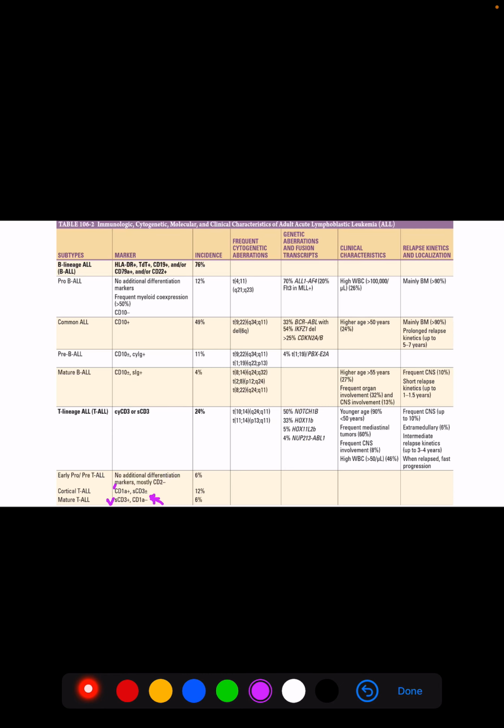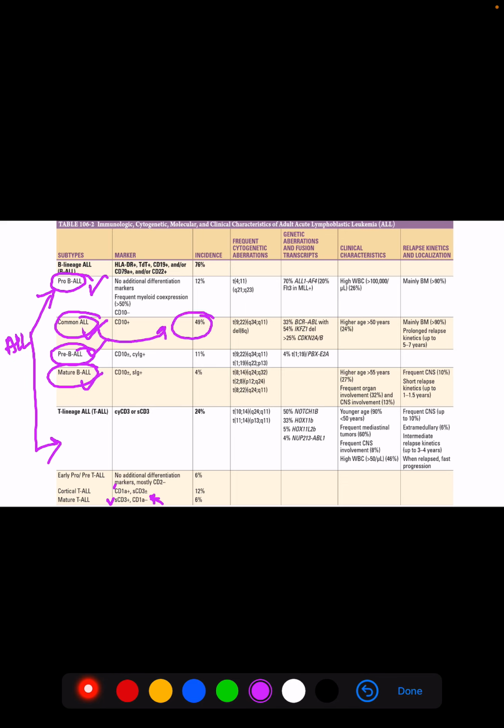So in B lineage ALL, whenever there is ALL, first we should know whether it is B lineage or T lineage. In B lineage we have pro-B ALL, common ALL, pre-B ALL, and mature B ALL. So 49% is common ALL. This is CD10 positive. In mature B cell, surface immunoglobulin is positive.